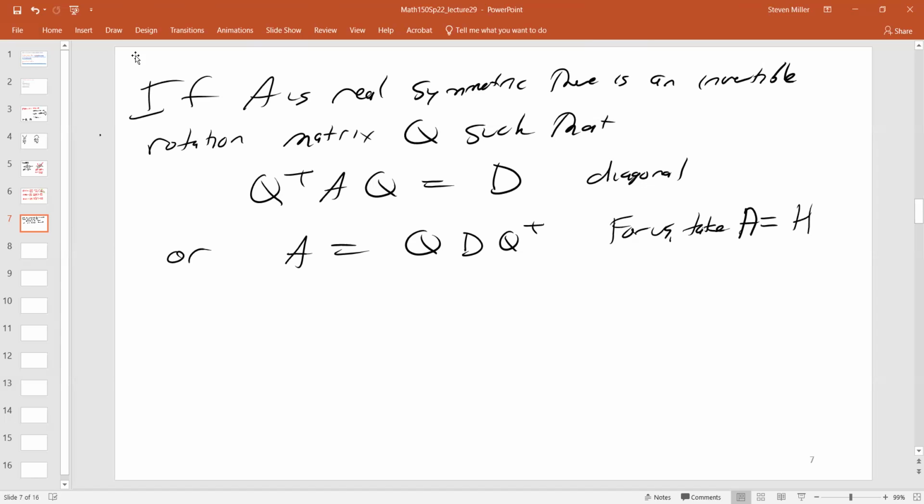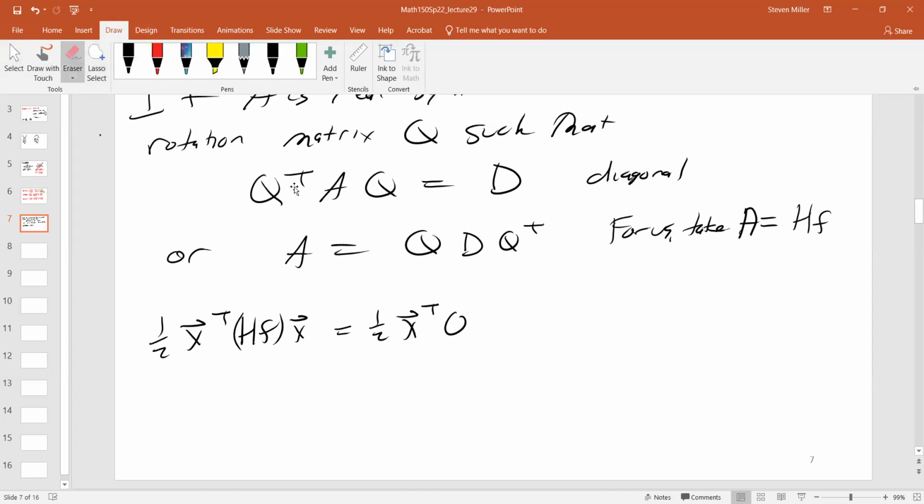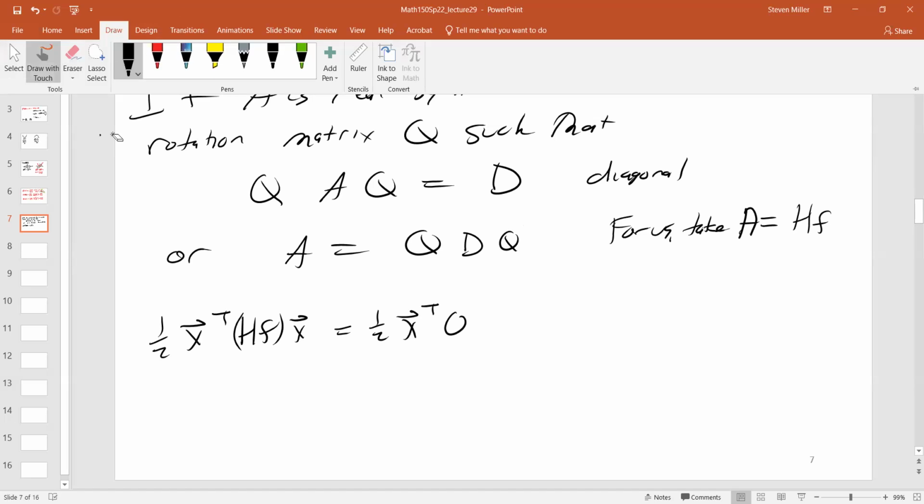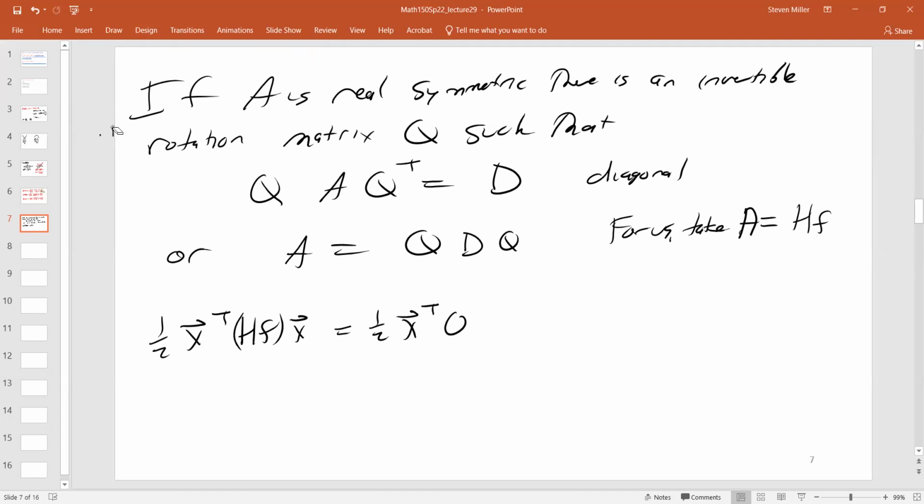First take A equals H, the Hessian. And the reason this is so useful is now if I look at 1/2 x vector transpose H of f times x, this is the same as 1/2 x vector. I've got things the wrong way, sorry. It doesn't really matter. The way I'm writing things, I want my transpose on the other side, so I'm going to just flip where my transposes are. So Q transpose D Q x. So this is just 1/2 the vector Q x transpose D Q x.